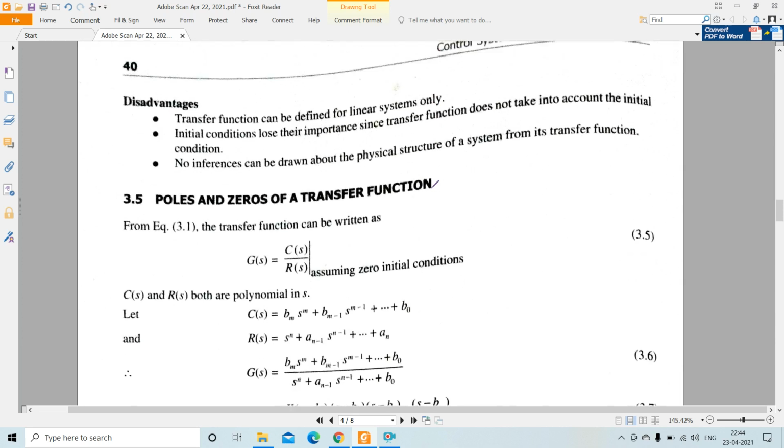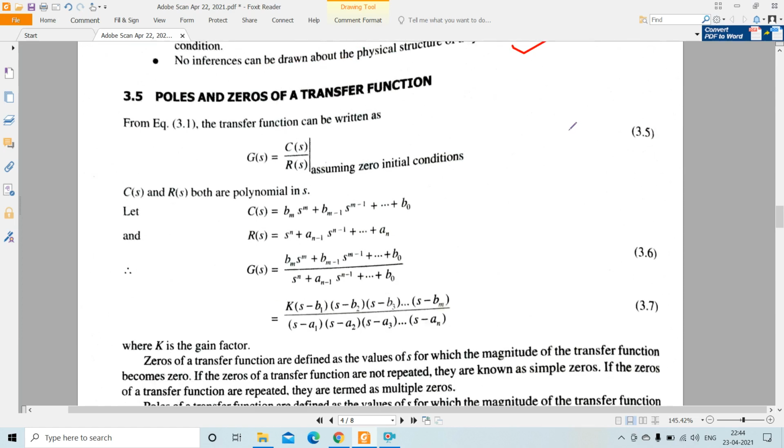Then what are the disadvantages? The transfer function can be defined only for linear systems. Initial conditions lose their importance, since the transfer function does not take the initial conditions into account. And no inference can be drawn about the physical structure of a system from its transfer function. So these are all the disadvantages.